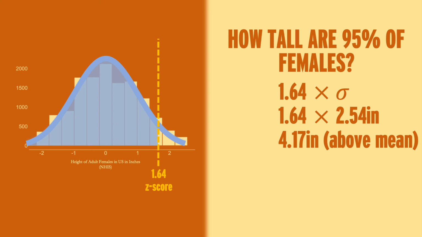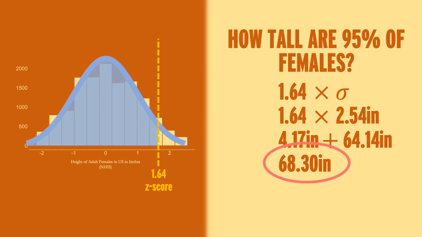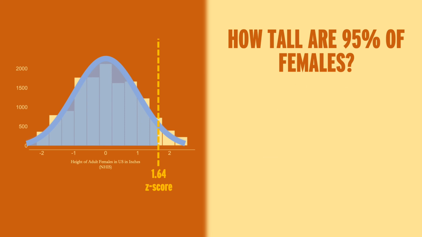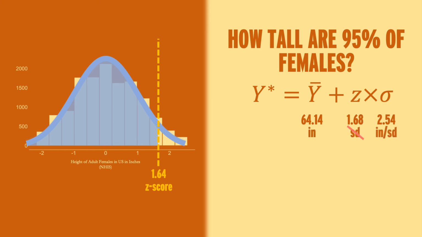We can substitute the actual value of the mean, which is 64.14 inches. And we end up with a value of 68.30 inches as our estimated value that captures the heights of 95% of women. To summarize what we just did, we can use a formula. Y star, the value we want to estimate, in this case where 95% of the distribution falls, equals Y bar, the mean, plus the z-score for the critical value times sigma, the standard deviation of the data. Plugging in the numbers from our data, we can confirm that our units cancel correctly and we get our answer. Now that 68.30 inches is pretty darn close to the value that we guessed from our histogram.